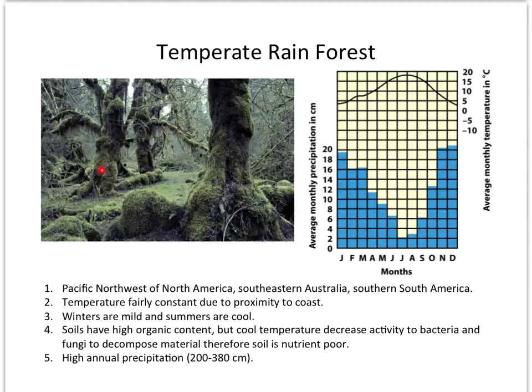The dominant plants that you're going to have are large evergreens such as hemlocks and firs, but you're also going to have a lot of mosses and ferns. You're going to have a lot of deer, amphibians, birds and reptiles living in these areas as well.